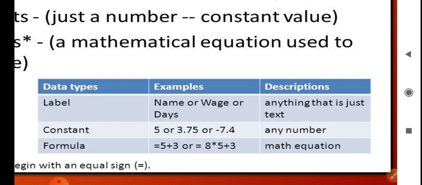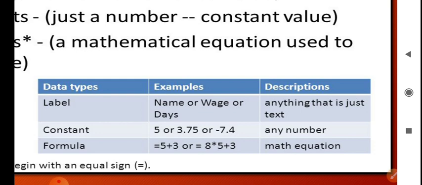Suppose you are making a mark sheet, so writing the student's name will be just a label. It is only a text. Or writing just a subject name, it is a label. Constant means any number. It can be 5 or 3.75 or minus 7.4. So it can be negative also, a single digit number, or a decimal number.